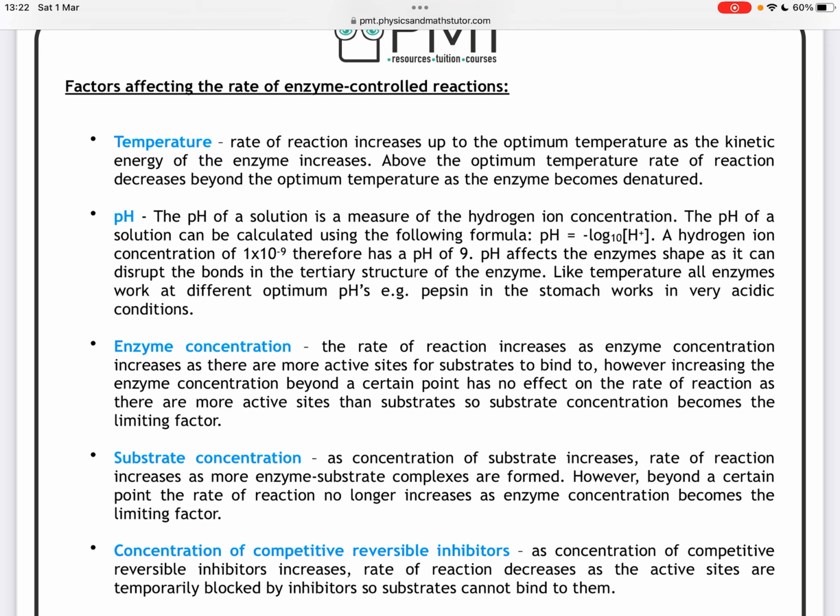The pH of a solution is the measure of the hydrogen ion concentration, and the pH of a solution can be calculated using the following formula: pH is equal to negative log10 of H+. A hydrogen ion concentration of 1 times 10 to the power of negative 9, therefore, has a pH of 9. pH affects the enzyme's shape as it can disrupt the bonds in the tertiary structure of the enzyme. Like temperature, all enzymes work at different optimum pHs. For example, pepsin in the stomach works in very acidic conditions.